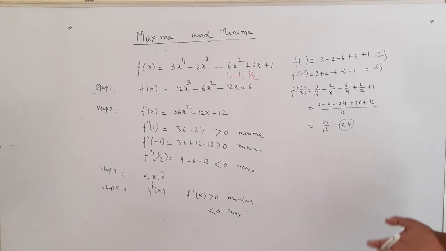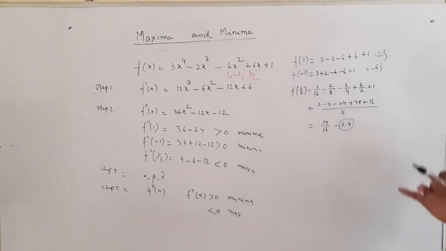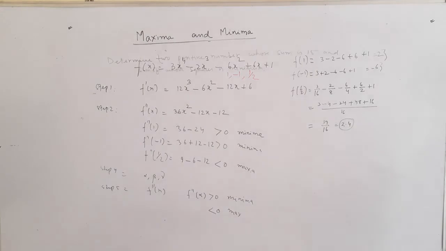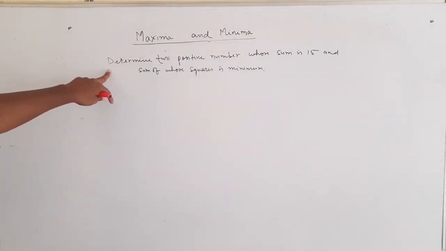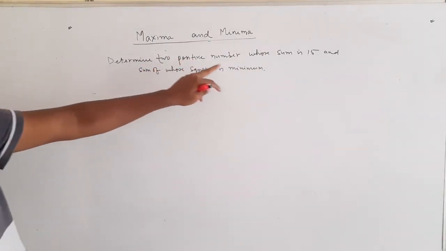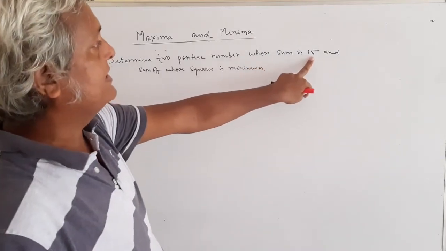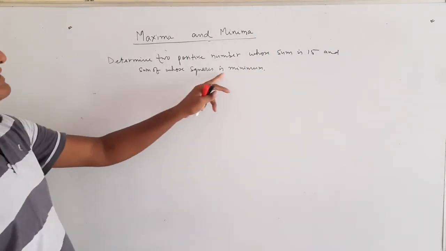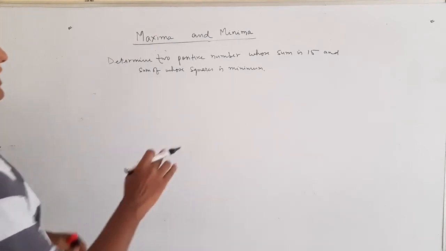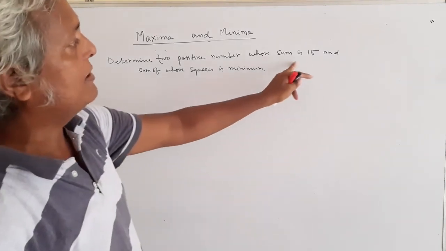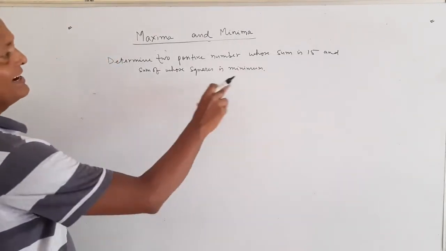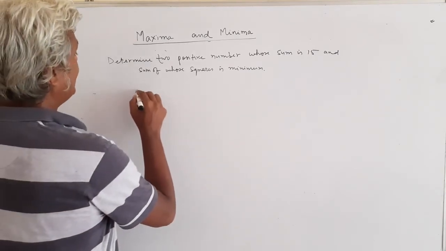I'll take another example just to explain how in other ways you can solve these kind of questions. So here I have taken one other question. It says: determine two positive numbers whose sum is 15 and the sum of whose squares is minimum. So you have to find the two positive numbers whose sum is 15 and the sum of whose squares is a minimum value.